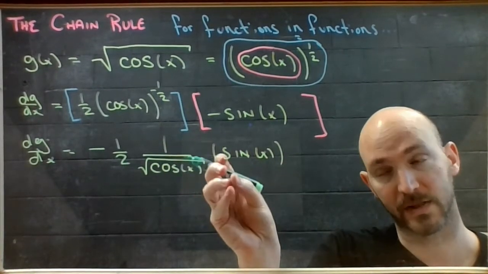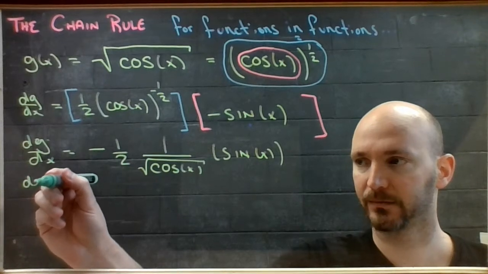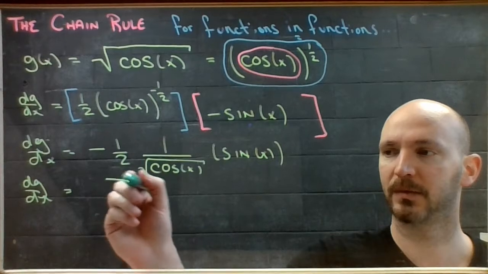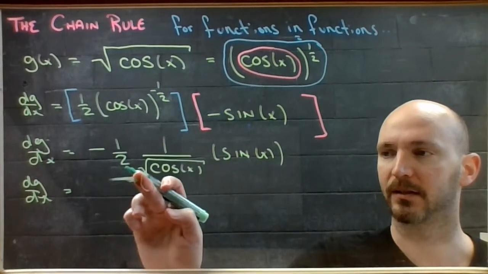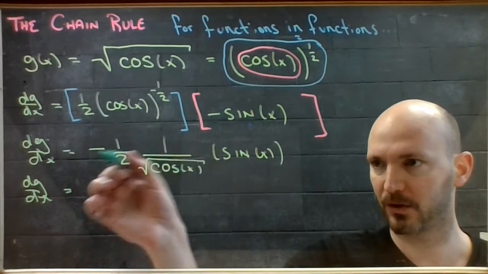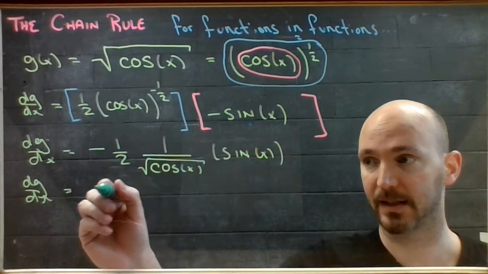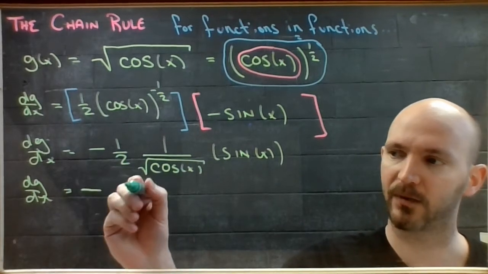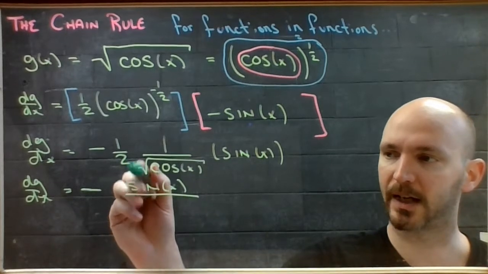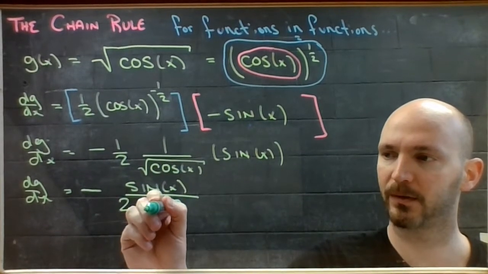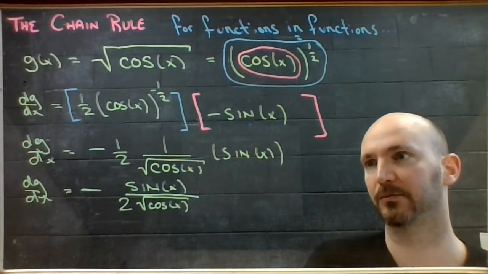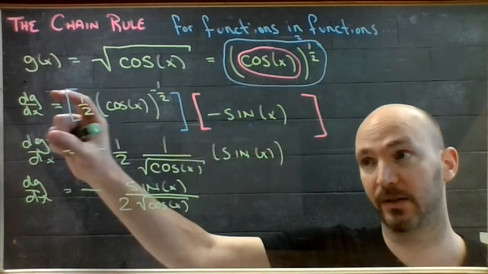So to bring that all together into a single fraction, I have a negative. The only thing in the numerator is going to be the sine x and this negative here. I'm just going to write the negative up front. I have sine x up top, and I have 2 square root cos x in the denominator.